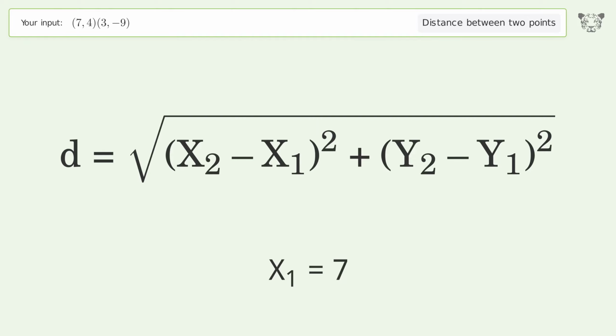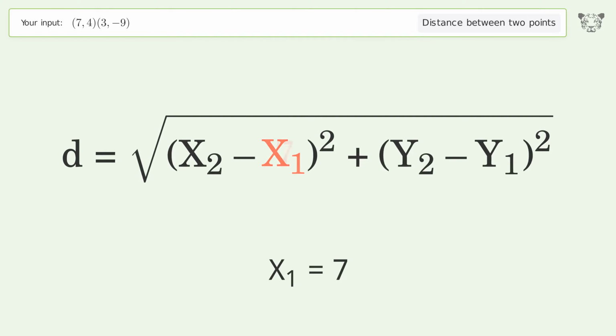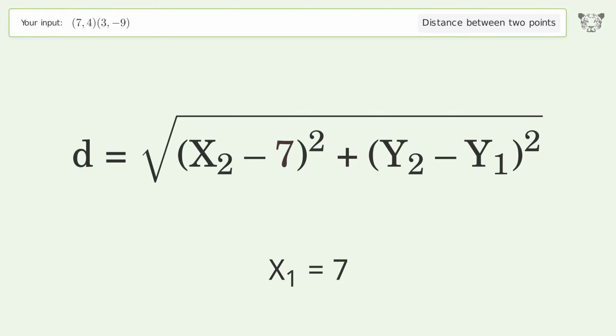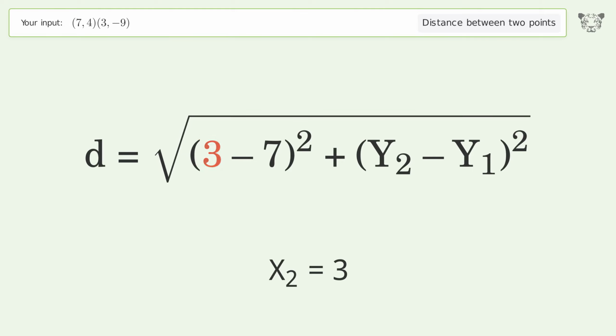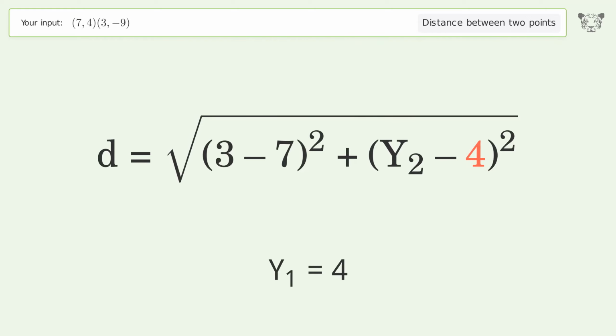x1 equals 7. x2 equals 3. y1 equals 4. y2 equals -9.